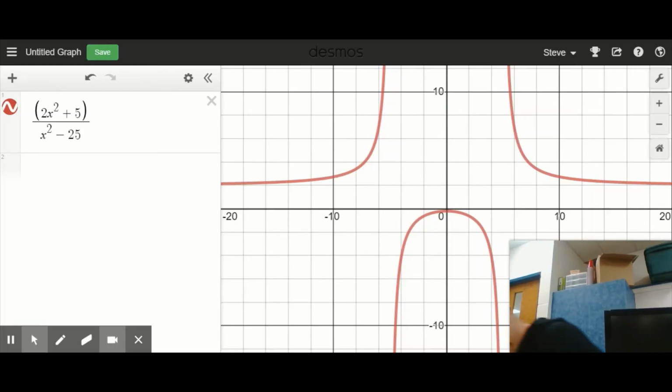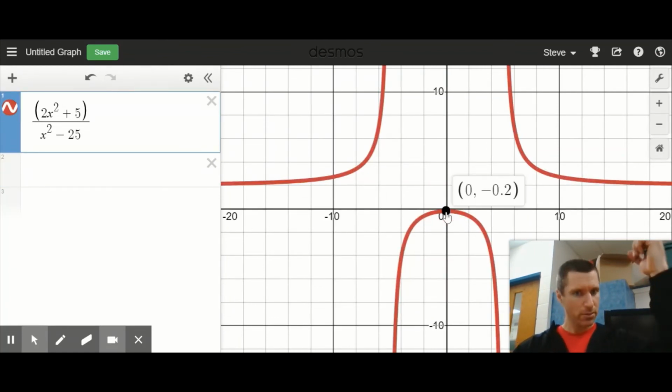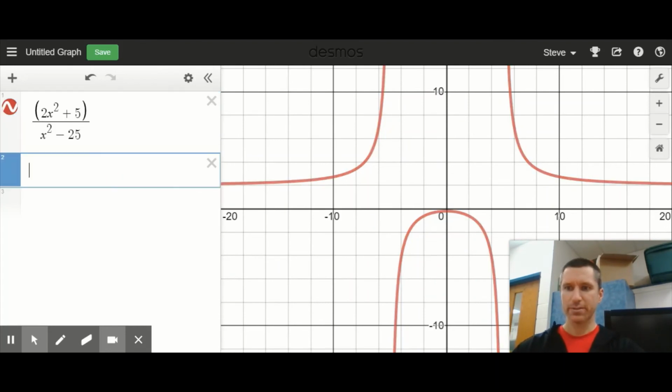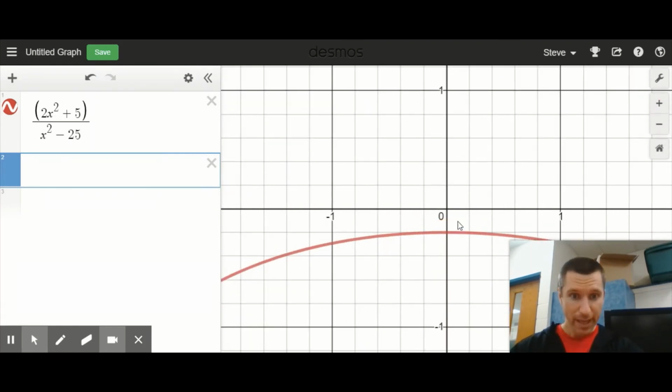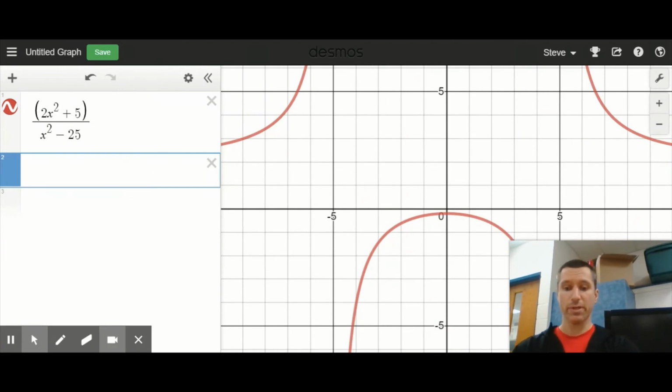We're back again. All right, here's our function, 2x squared plus 5 over x squared minus 25 on the bottom. We said that the y-intercept is at negative 0.2. Correct. Then the x-intercept, I skipped one, sorry. It does not touch the x-axis. Look at that, we're okay there.